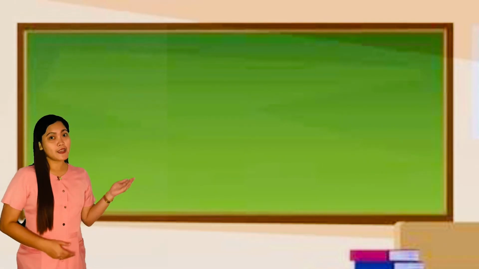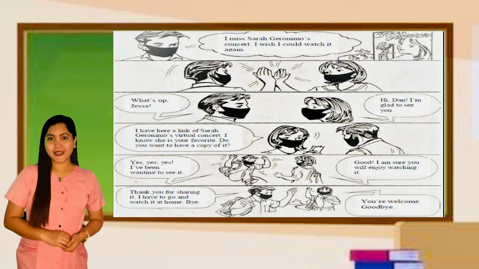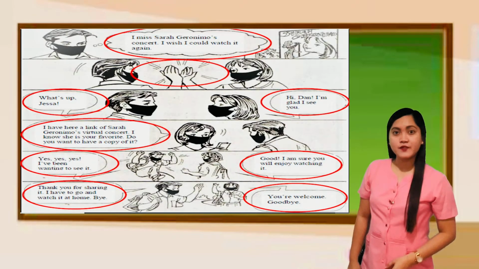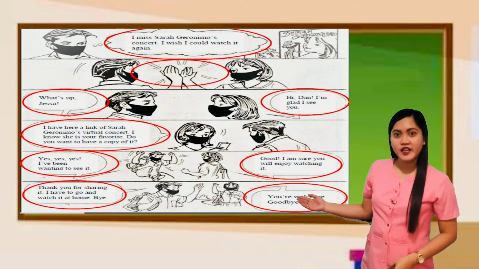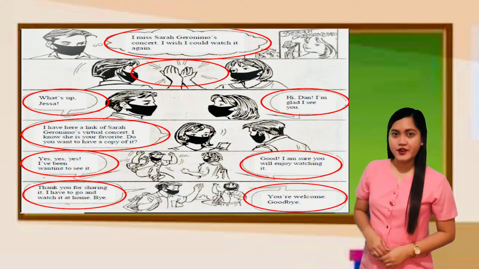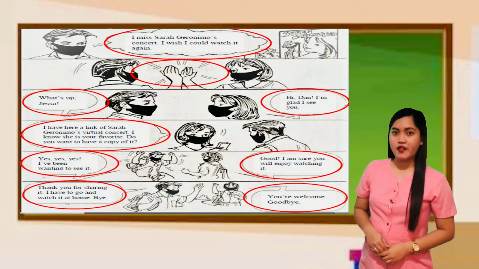Now, let's take a look at the cartoon that illustrates a simple communication situation. Review each frame and identify the symbols that Daniel and Jessa used to communicate with each other. In the first frame, Dan used language to express his wish. In the second frame, they used hand signals in greeting each other. They used facial expressions and gestures in greeting each other.